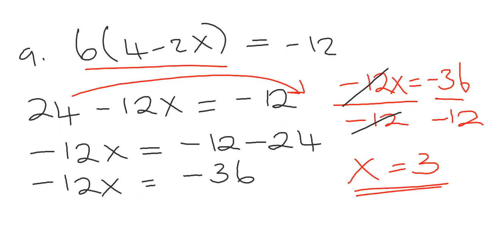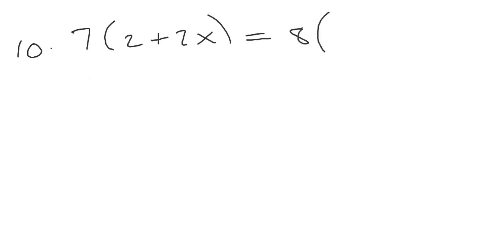I will now do the very last example, which is example number 10. We now have 7(2 plus 2x) is equal to 8(x minus 2). We do the same thing that we have been doing. Start off by removing the brackets. The 7 multiplies everything that is inside the brackets.